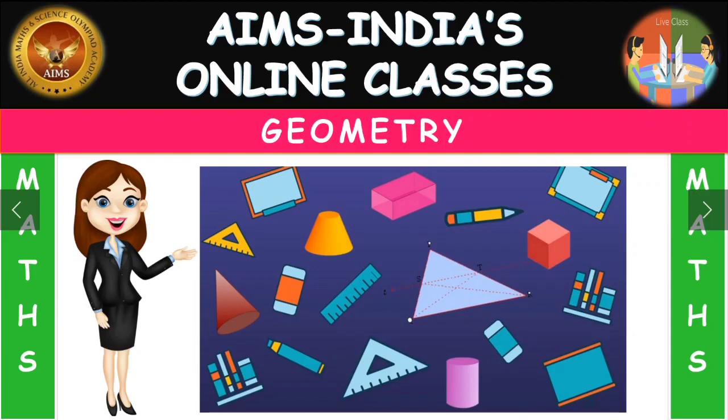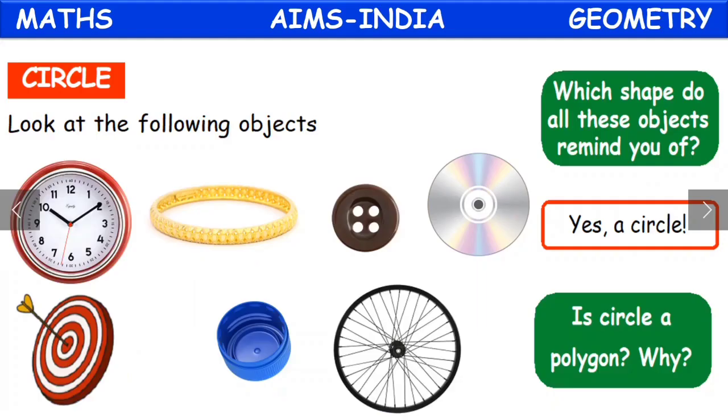So in the previous class we have learnt about different types of polygons such as triangles, quadrilaterals, squares and rectangles. Now in today's class, look at the following given objects. Here we are given a few objects. Which shape do all these objects remind you of? Yes children, they are in the form of a circle.